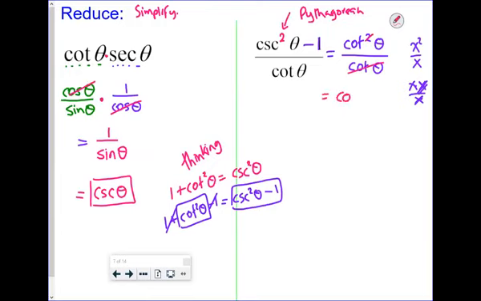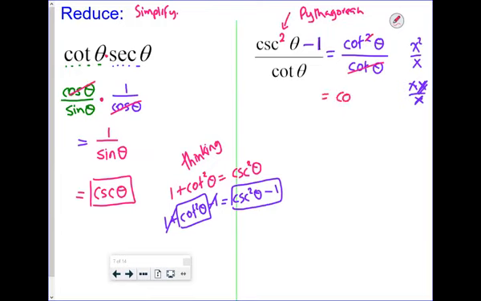Are there other ways you could write it? Sure. Another answer that we could write would be this. But you ask yourself, which one is simpler? Definitely this one. Okay? The other answer is correct. This answer is correct. But this one is simplified. It's written in terms of just one trig function.